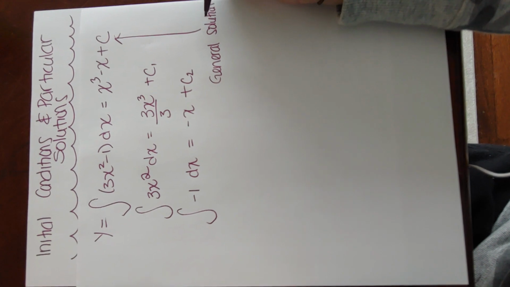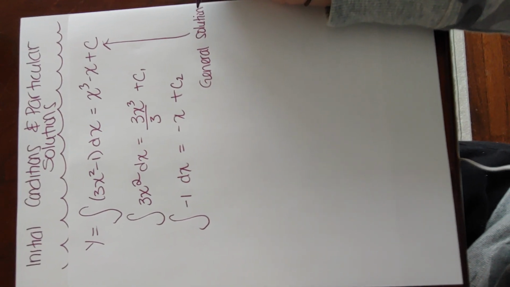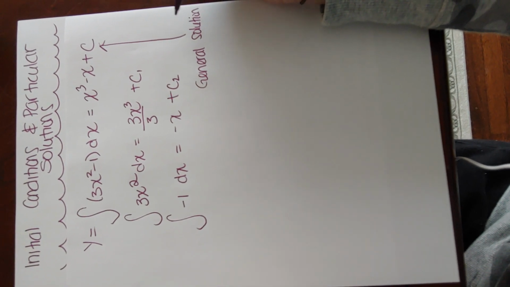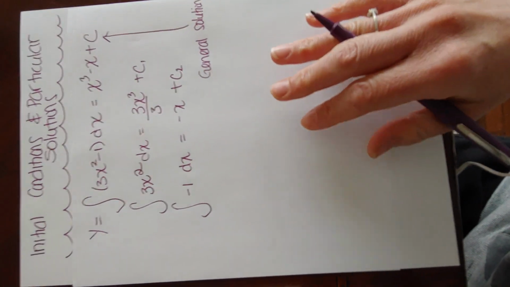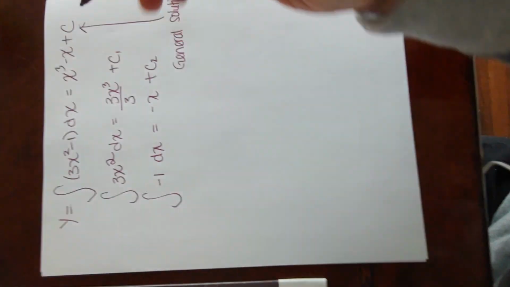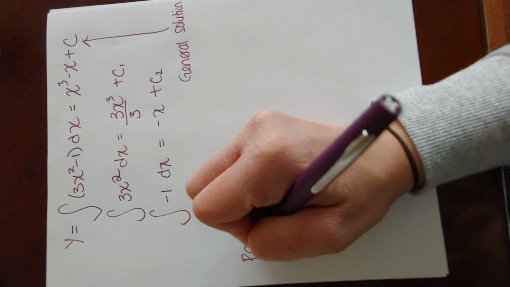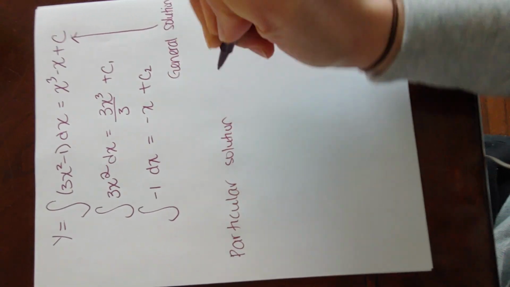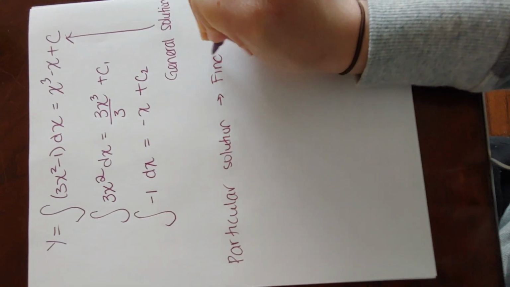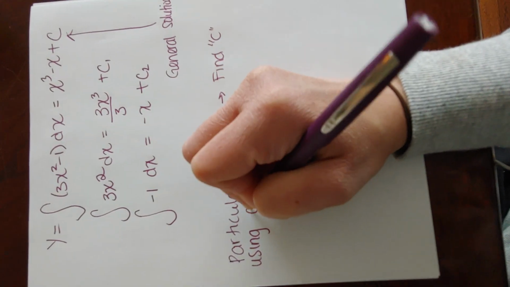Sometimes we're able to find a particular solution. So in order to find a particular solution, we have to be given an initial condition. So if I wanted to find a particular solution, meaning I want to know exactly what c is, I don't want to leave c there. I would need to find the value of c using an initial condition.